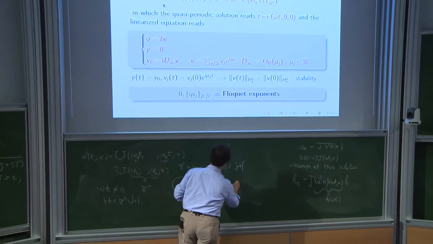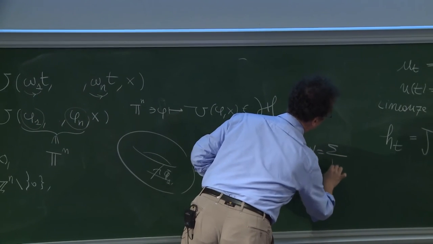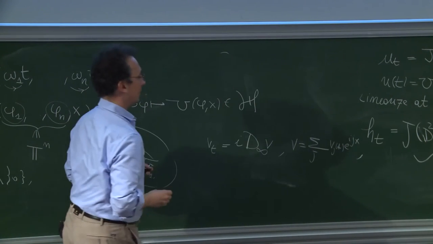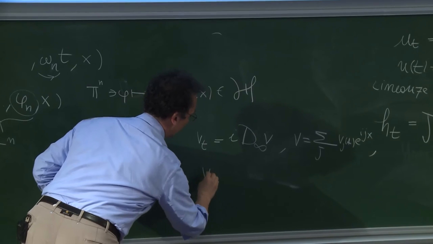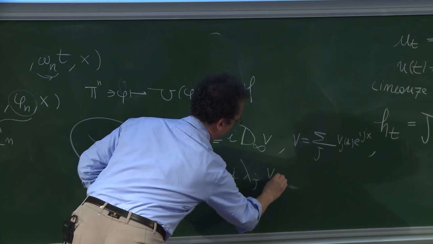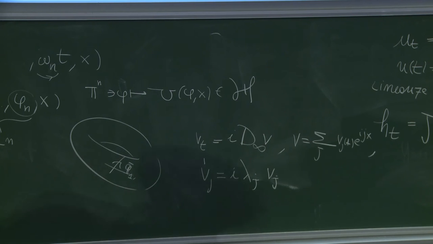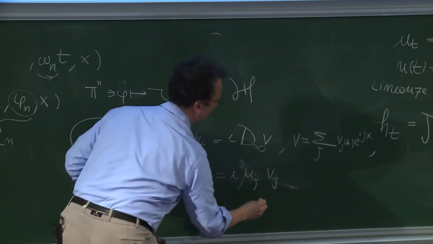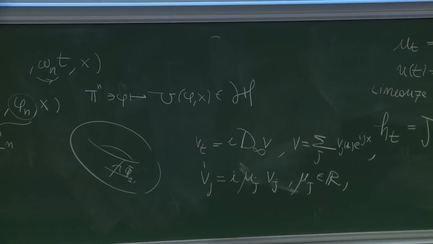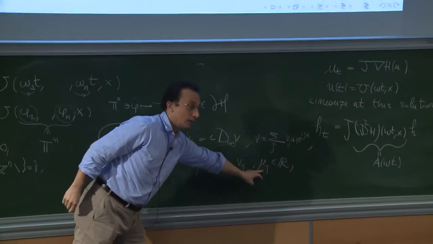operator, decomposing V in Fourier series, as we also saw this morning. It means that these are completely diagonalized in these variables, and they are simply harmonic oscillators with lambda j, I call it mu j, which are in this case real. And for these, in the next slide, we shall also give an asymptotic expansion.